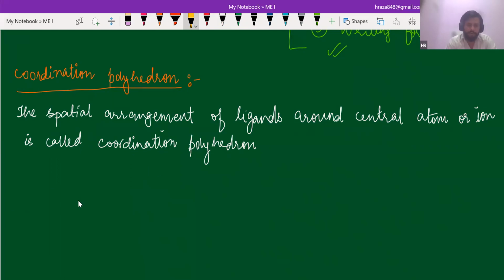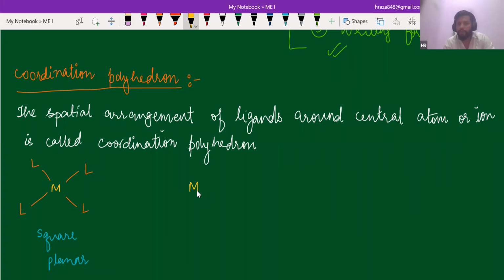So I'm going to take this. This is your central metal atom or ion, and if it has coordination number 4, that means the coordinate bonds are 4. Then it can be a square planar. A square planar will have a structure like this, that will be planar. So this is your square planar with coordination number equal to 4.